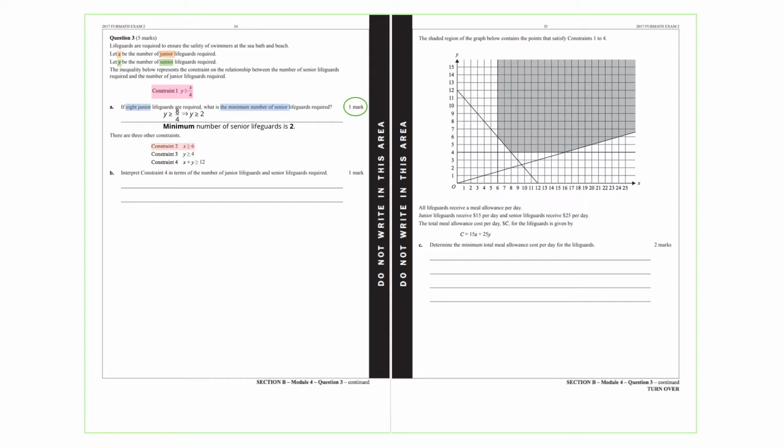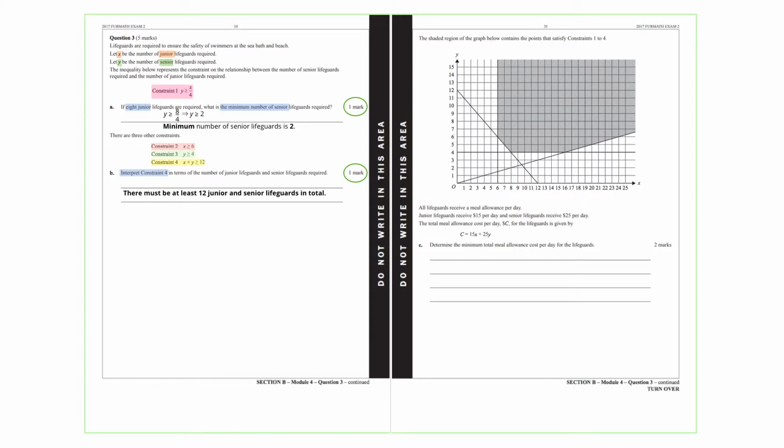There are 3 other constraints as shown below. Part B. Interpret constraint 4 in terms of the number of junior lifeguards and senior lifeguards required. X plus y is greater than or equal to 12, which means there must be at least 12 junior and senior lifeguards in total. This question is worth 1 mark for the correct answer.